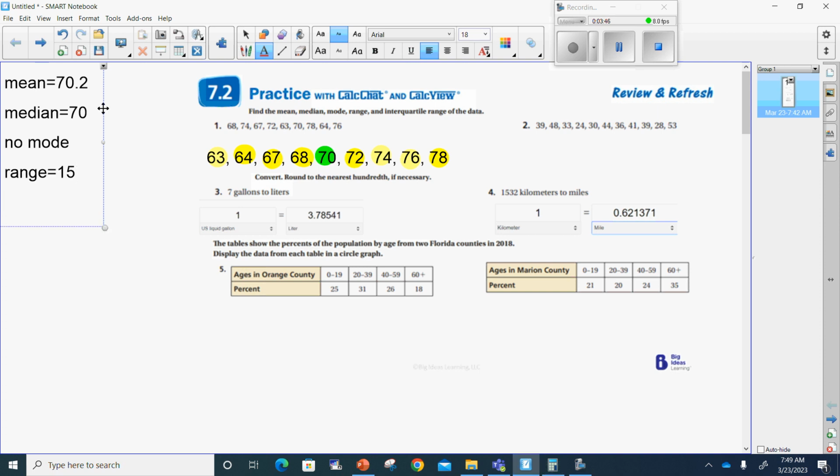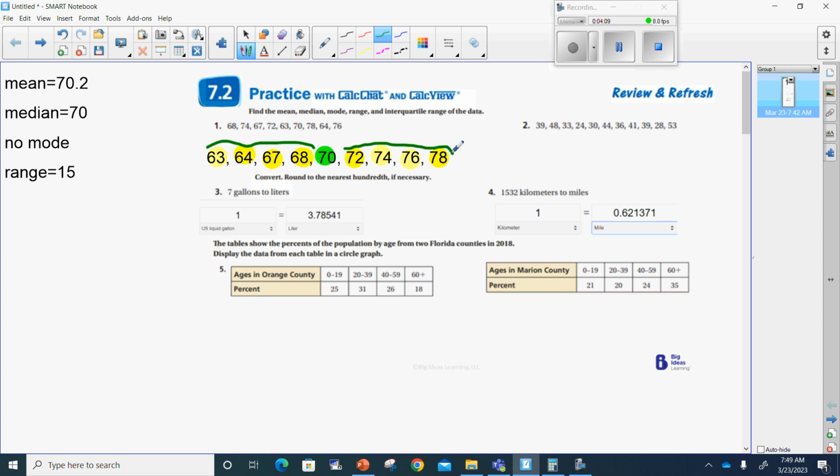And now I'm going to go ahead and find my interquartile range. To find the interquartile range, I need to find the numbers that are in between each of the halves on each side of my median. So let's go ahead and just draw those halves out really quick. I'm going to put them in green here. So this would be one half of the data, and this would be the other. We do not include 70 since 70 is our median.